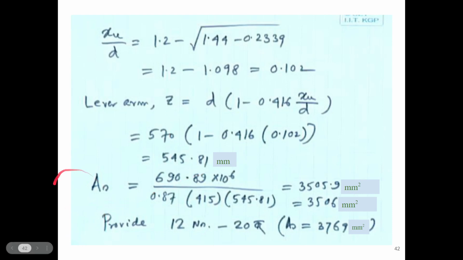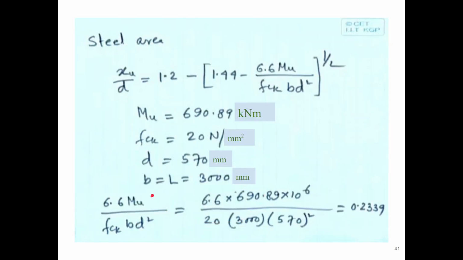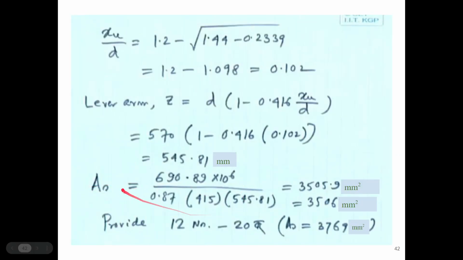So therefore the area of steel, we can calculate that using the equation Mu equal to 0.87 fy Ast z. The fy value is 415, the z value is 545.81, and the Mu value is 690.89 into 10 to the power 6. So putting the values, we get the area of steel required to be 3506 millimeter square. So that is the area of steel required.